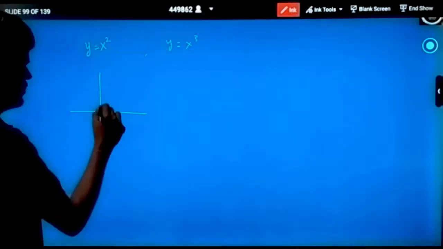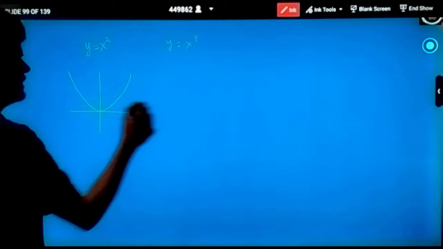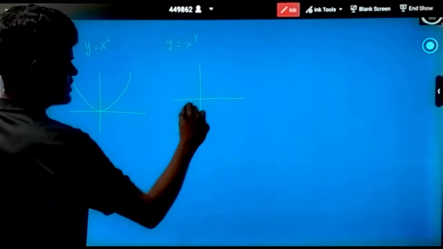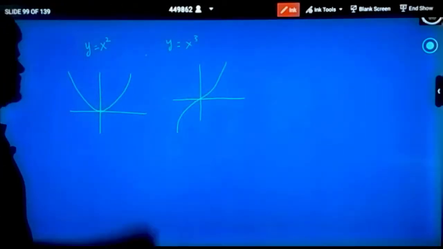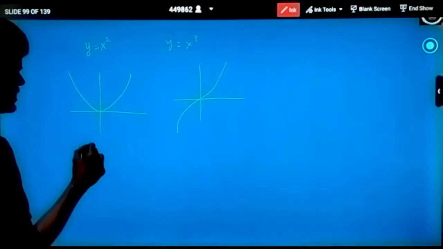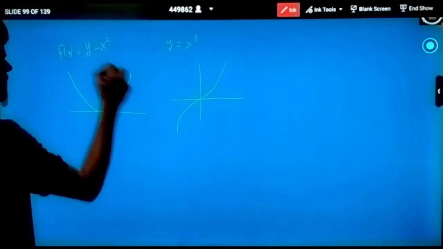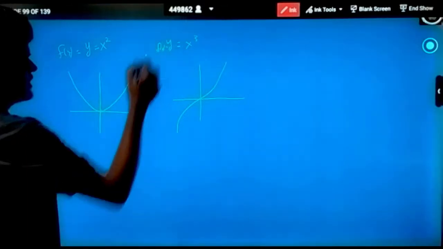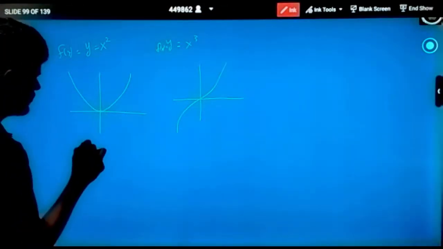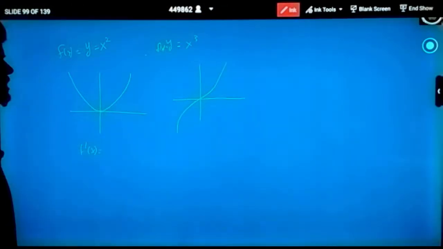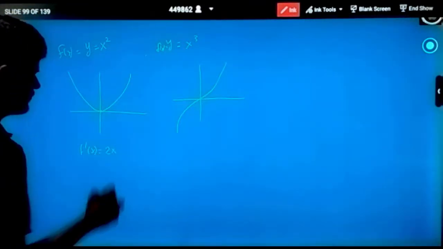What is the graph of y equal to x square? It is like this. What is the graph of y equal to x cube? It proceeds like this. Now, what is the differentiation of this? This be f dash of x. This is again another function. Now what we will do is find f dash of x. Differentiate once. That will be 2x.